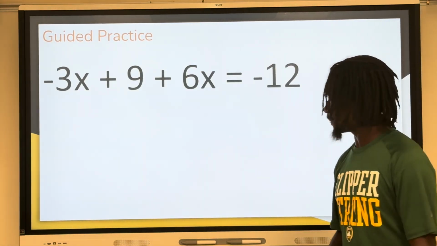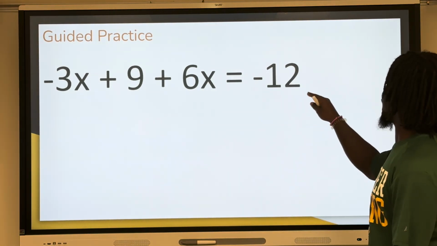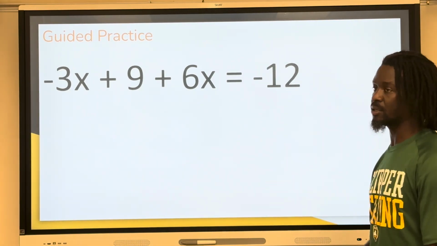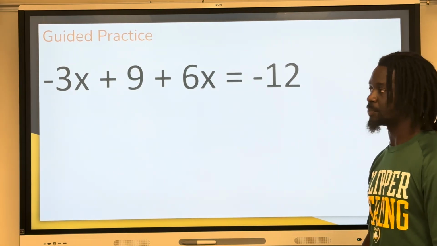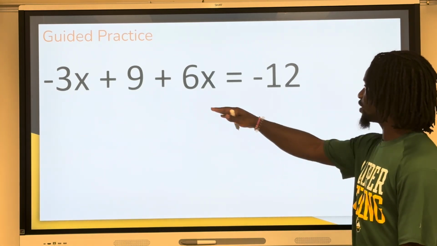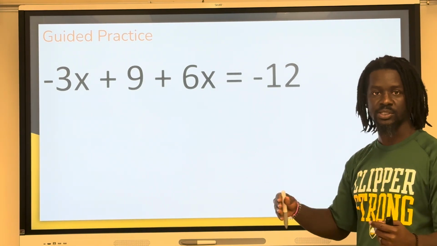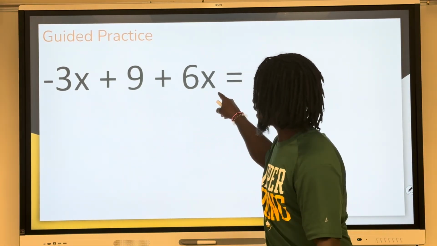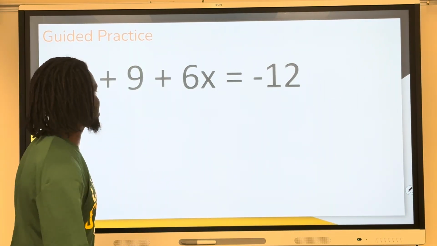Here's our first example. Negative 3x plus 9 plus 6x equals negative 12. Make sure you write this down and follow along as I work out this first example. So step 1 is to distribute, okay? And what you're going to notice is there is nothing to distribute here, okay? So I'm going to move on to step 2. Step 2 is to combine like terms on the left side. So like terms are terms that have the same variable and the same exponent.